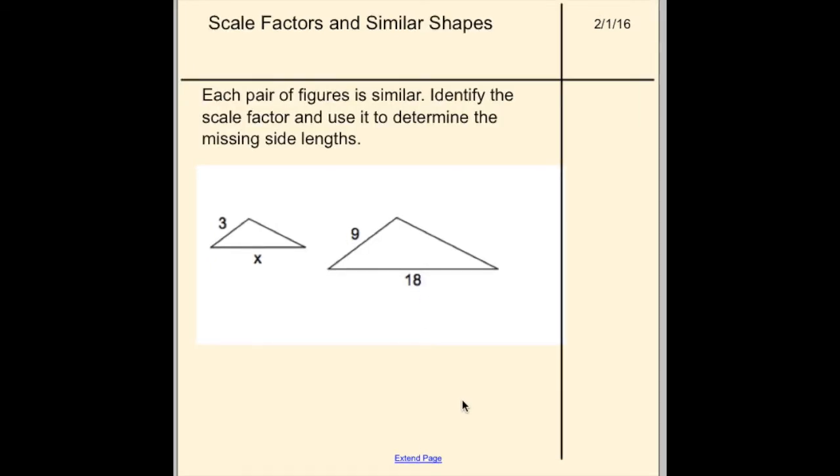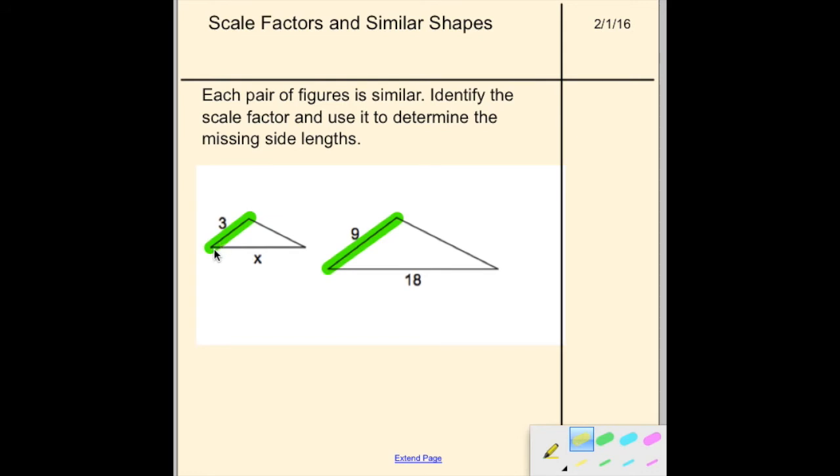Okay, so once we've learned how to think about these sides as relating to one another, we can start to think about how the small triangle grows to become the larger triangle. So let's first begin here by identifying the corresponding sides. Here, 3 looks like the shortest side of this triangle, so I'm going to look at this triangle and find its shortest side, and that's the 9. So the 3 corresponds to the 9.